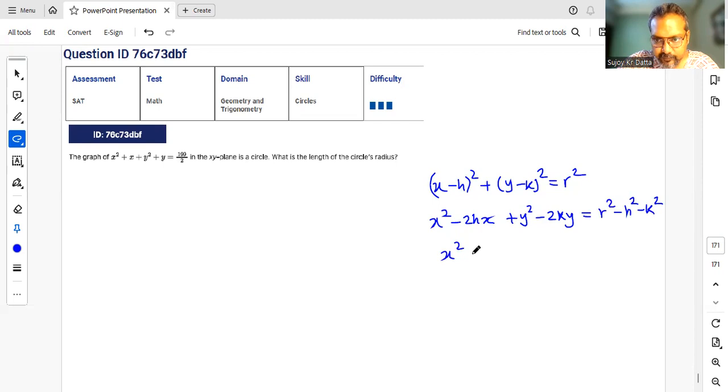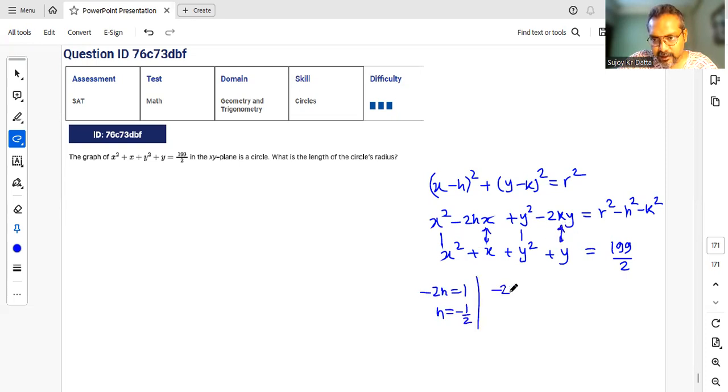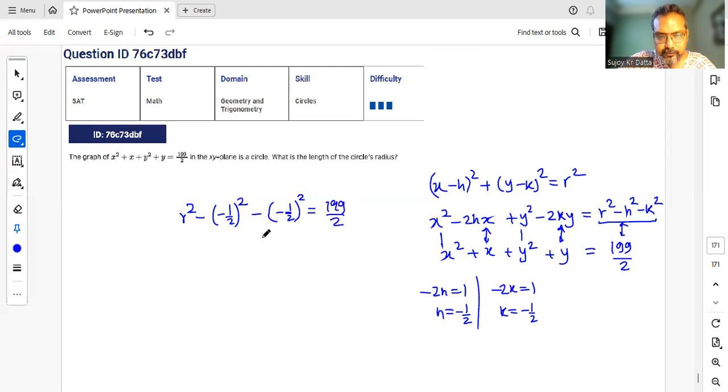So x squared plus x plus y squared plus y equals 199 upon 2. So x squared is matching, y squared is matching. So this must match. So we have minus 2h equal to 1. So h is negative half. These two must match. So negative 2k must be 1. So k must be negative half. And this also, therefore, whole thing must match. So we have r squared minus h squared minus k squared is 199 upon 2.